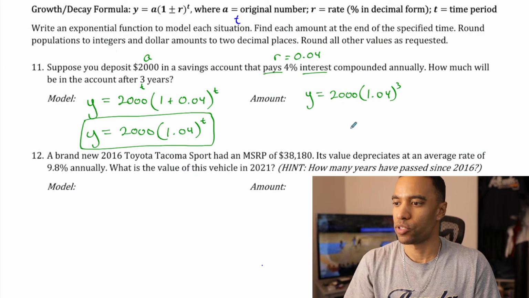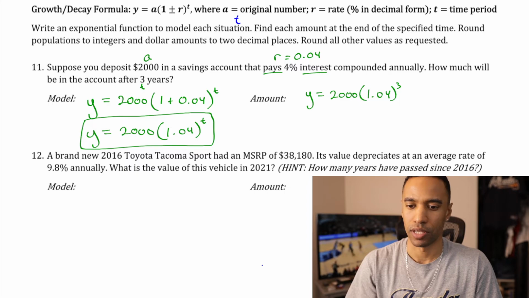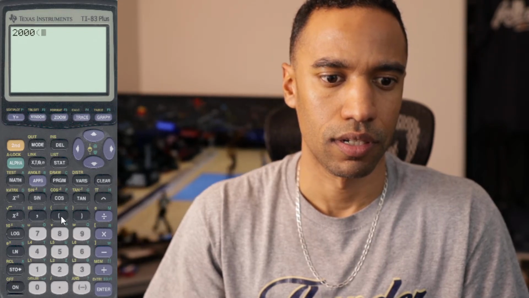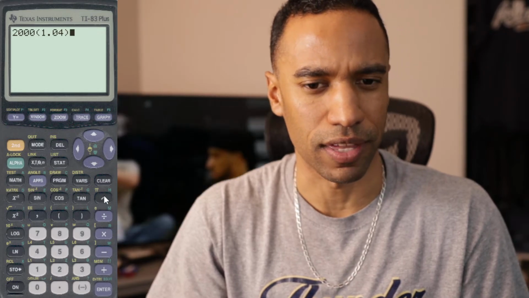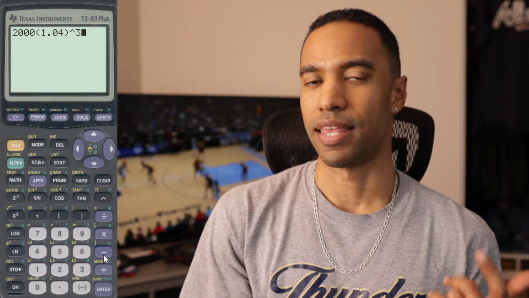So I'm going to type 2,000 times 1.04 cubed into this calculator: 2,000, parentheses, 1.04 raised to the third power. You can use this key or an x to the y power key. The calculator knows the order of operations. It's going to do 1.04 cubed, and then multiply by 2,000.